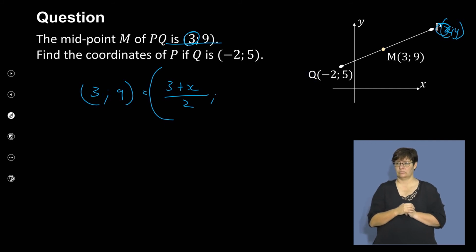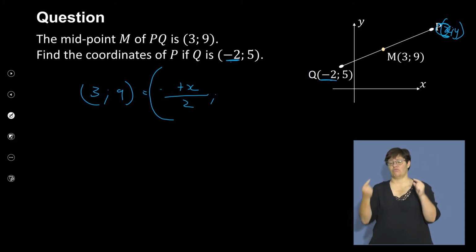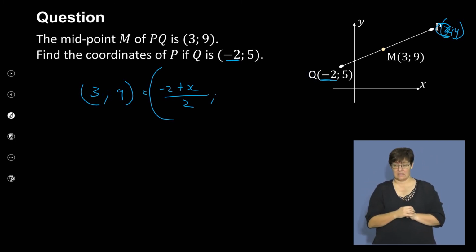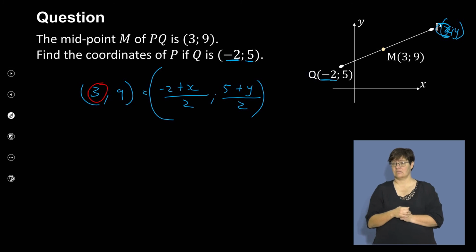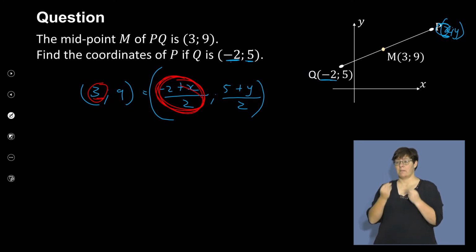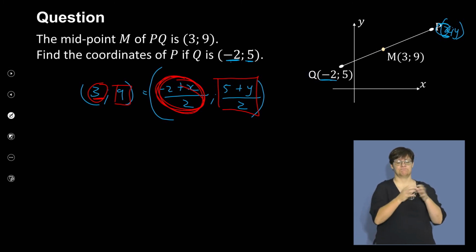For the y coordinate, oh, sorry, that was incorrect. Let me just erase that. I added the wrong x coordinate there. What I'm going to be doing is working out that x coordinate plus this x coordinate, so that's going to be -2 plus x. And then the y coordinate, 5 plus y. I'm going to divide that by 2, and that must give me my answer. Now, this in effect is 2 separate equations. This first piece must give me 3, and the second piece must give me that 9. So I'm going to set up 2 separate equations.